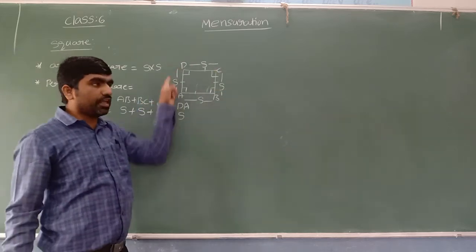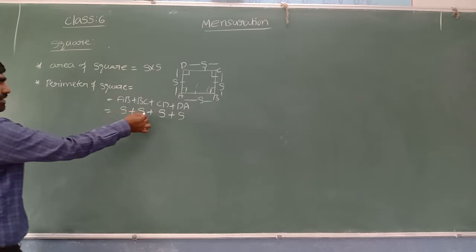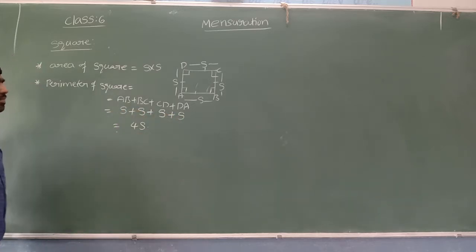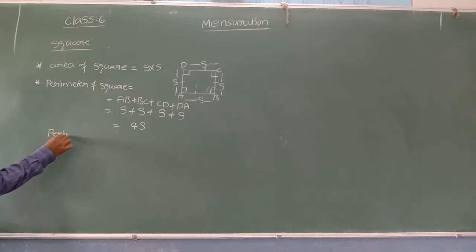All the sides are equal in a square. Now S plus S plus S plus S, how many is there? 4S. So this is the formula we have to find the perimeter of a square. So what is the formula here?